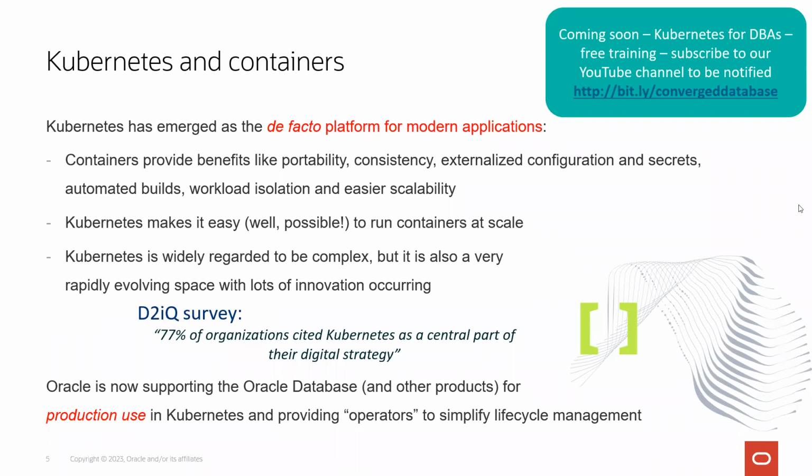There's a survey that says a lot of organizations have cited Kubernetes as a central part of their digital strategy. Big words, but it means that companies are looking at it and moving towards it. Not only that, Oracle is now supporting running the Oracle database and some other products in production in Kubernetes. And Oracle provides what we call operators to simplify lifecycle management, like start, stop, and create database.